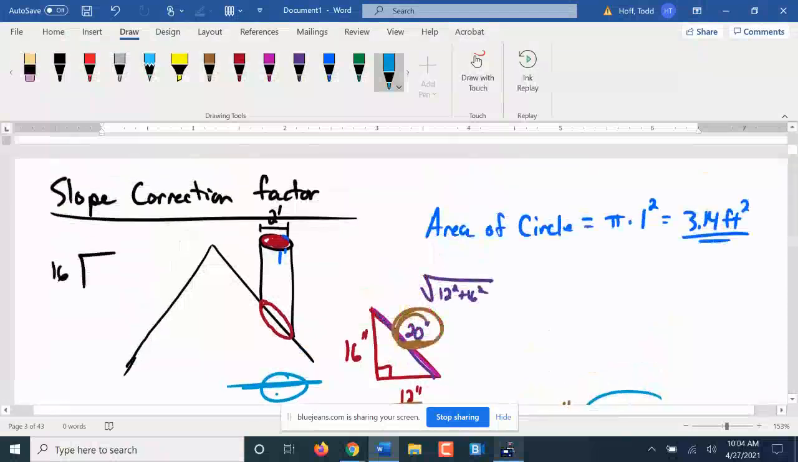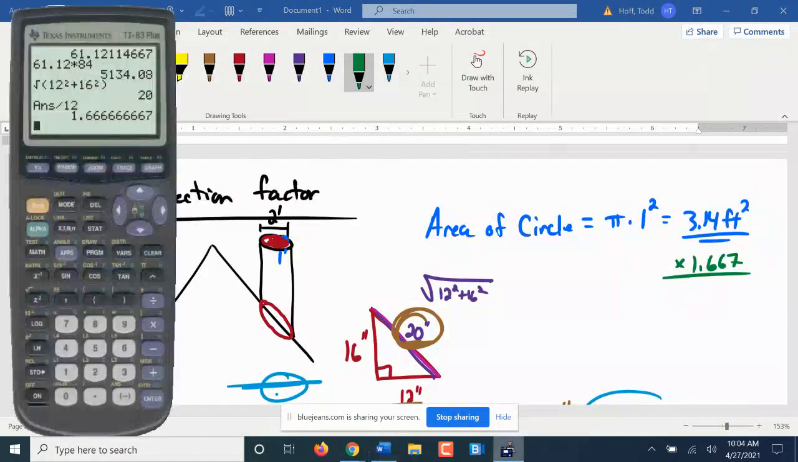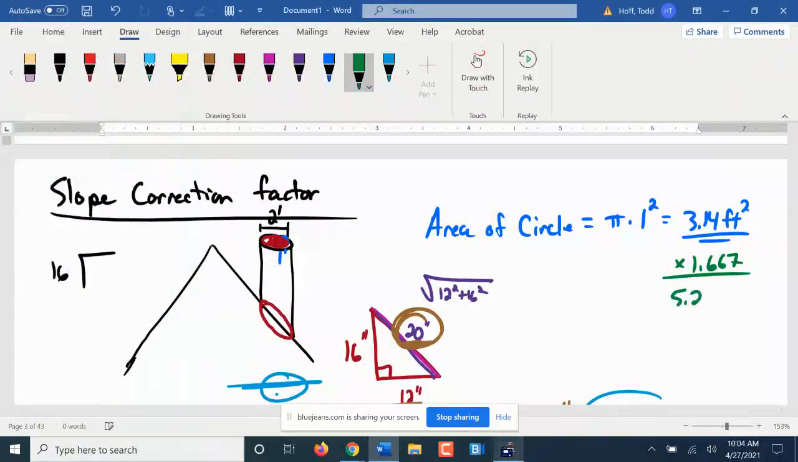So we can find the area of that circle taken out of the slope. I'm going to multiply the 3.14 times that 1.667. That gives us 5.233 square feet is what that would take out of the roof area.